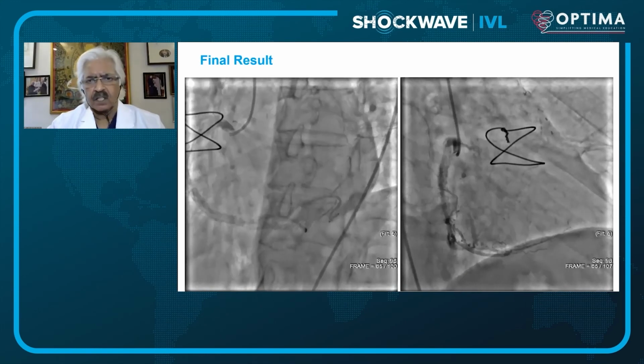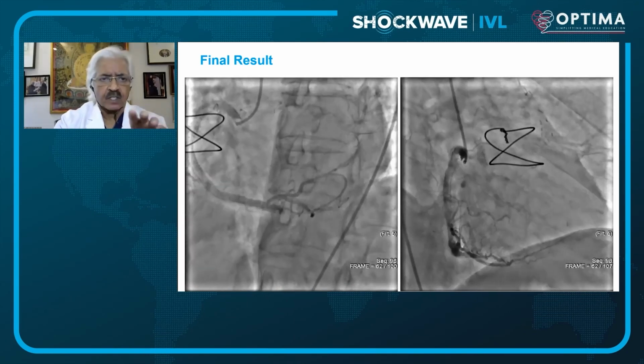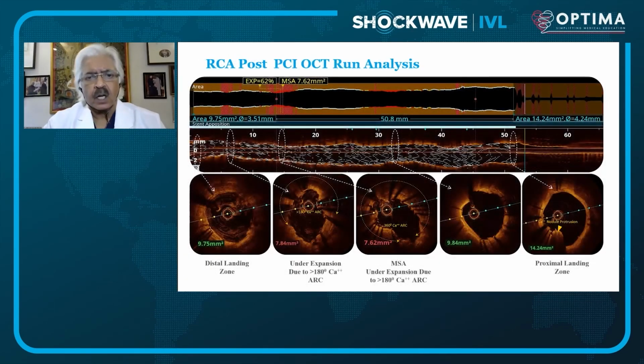Extra high pressure implantations had been done. And this is the final result, which you can see. Nice open vessel, and a good result in those areas which had stent underexpansion, with an area of 7.6 millimeter square, and an MSA of 9.8 even in the proximal segment.